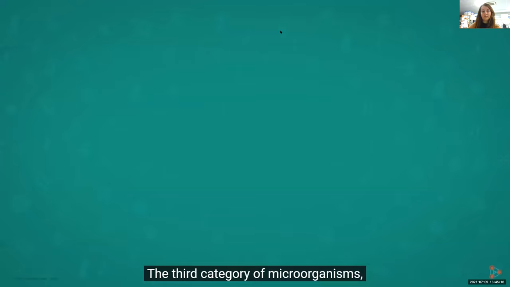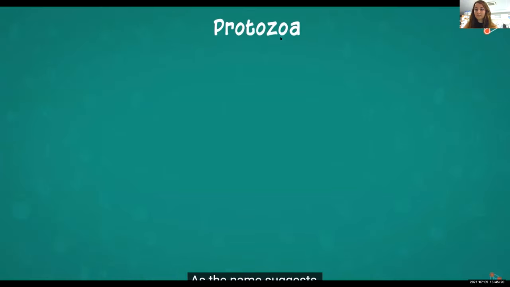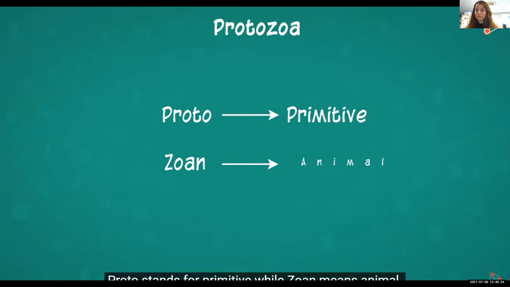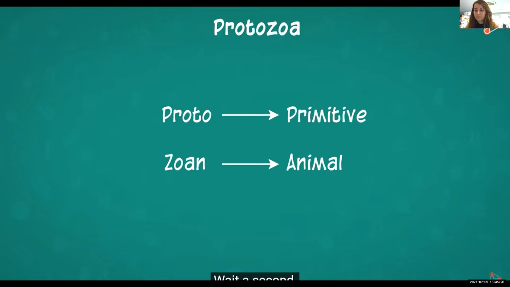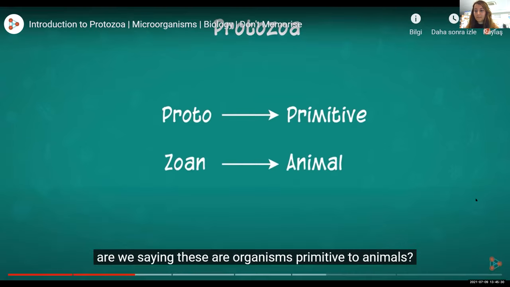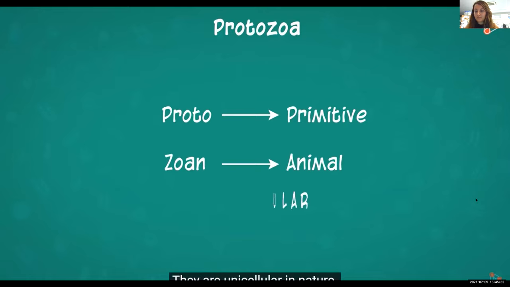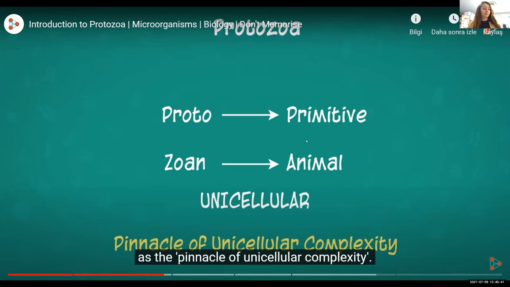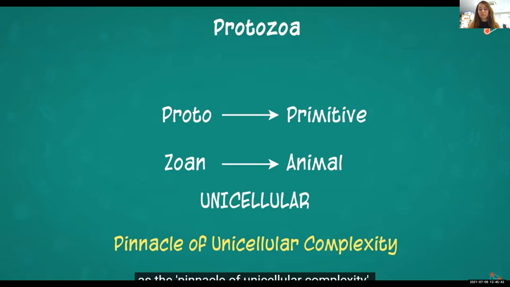The third category of microorganisms, these are called the protozoa. As the name suggests, proto stands for primitive, while zoon means animal. Wait a second, are we saying these are organisms primitive to animals? Yes, they are unicellular in nature. However, the single cell has highly complex functions. Hence, they are also referred to as the pinnacle of unicellular complexity.